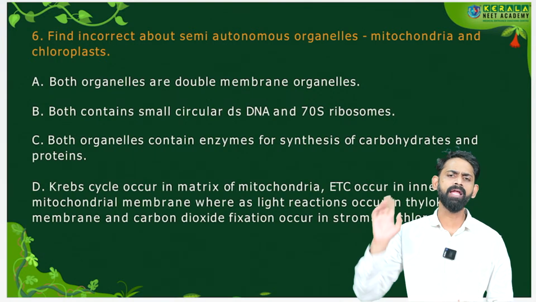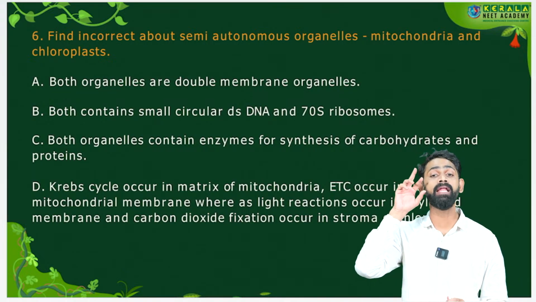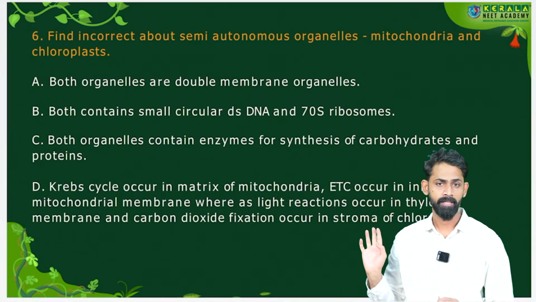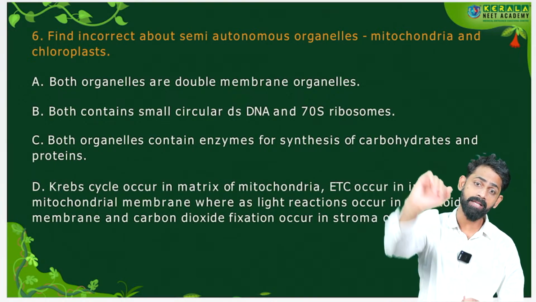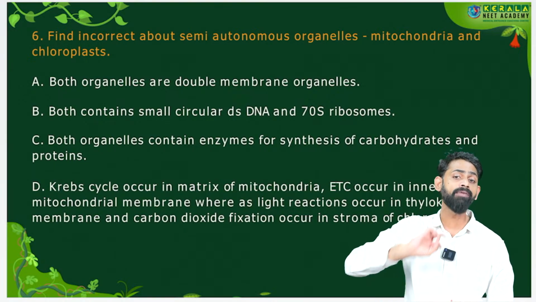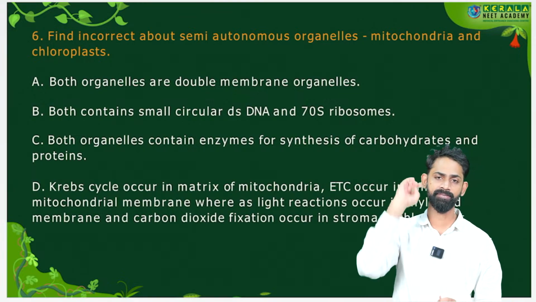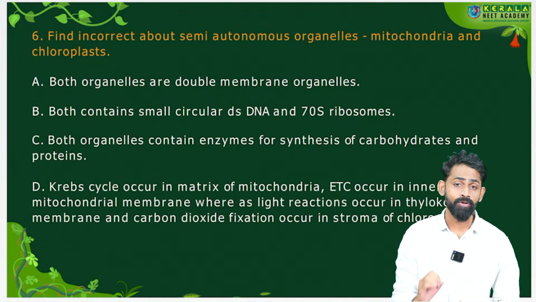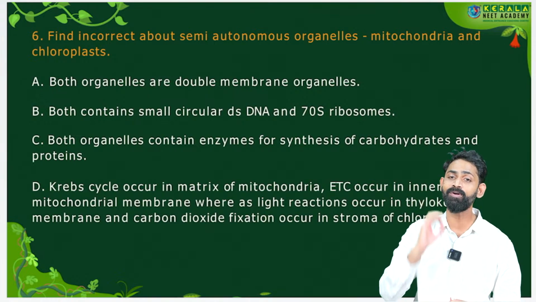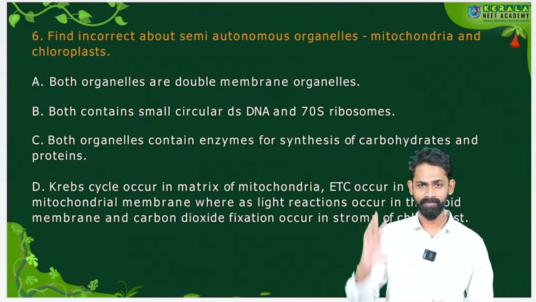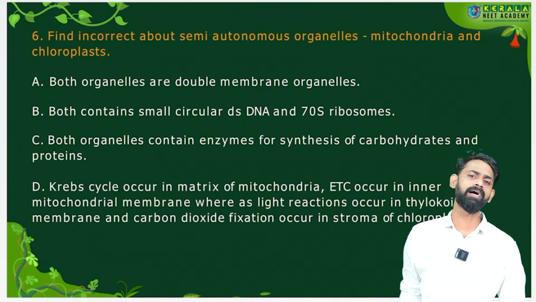Electron transport chain, or electron transport system, occurs in the inner mitochondrial membrane. Light reactions occur in the thylakoid membrane, because the thylakoid membrane consists of light absorbing pigments in the form of photosystems. Next, CO2 fixation, or the dark reactions, occurs in the stroma of the chloroplast. I am giving you this clarity because this is towards the tip of the exam.